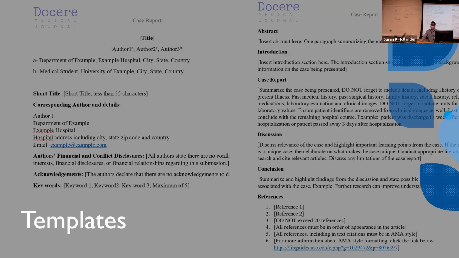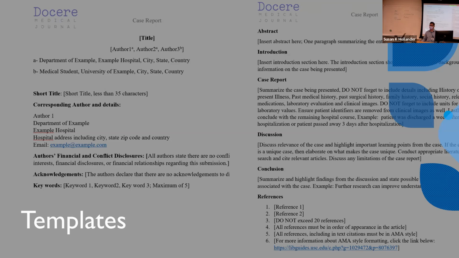And here's the template I was talking about. You guys can literally see that the first page on the left side is a title page. It tells you where the title goes, where the author's names go, corresponding authors and details, the financial disclosure statement, if you have no financial disclosure to disclose, the keywords, and on the other side, it actually shows the abstract, shows you the introduction, and specifically gives you the details of things you should put in there.